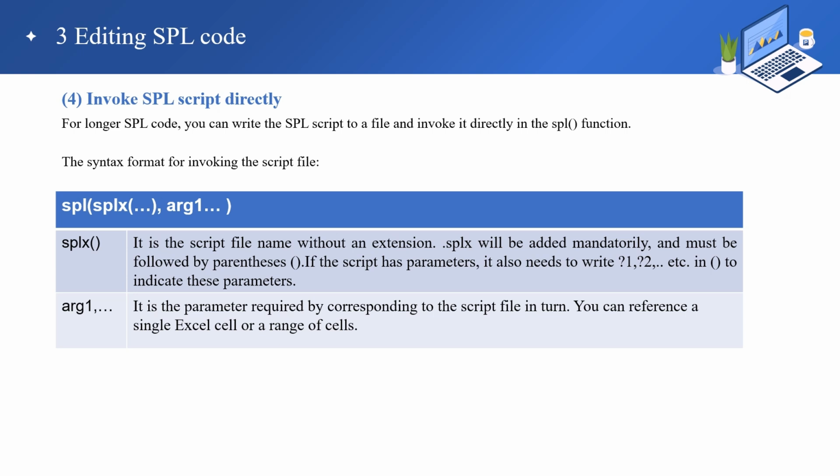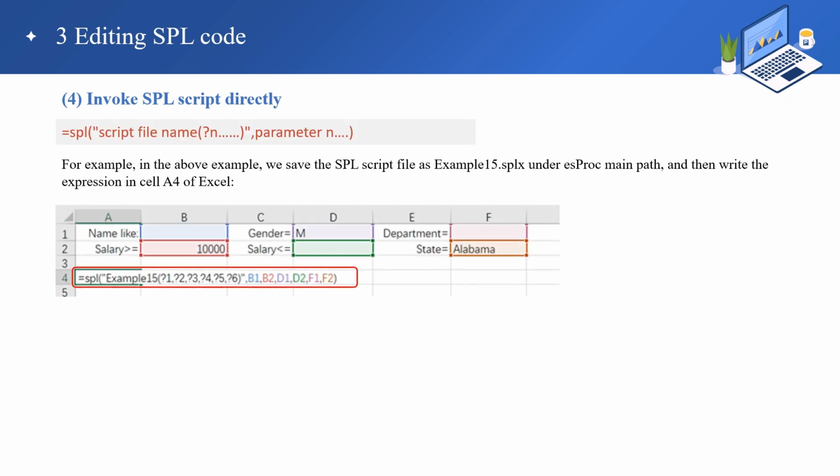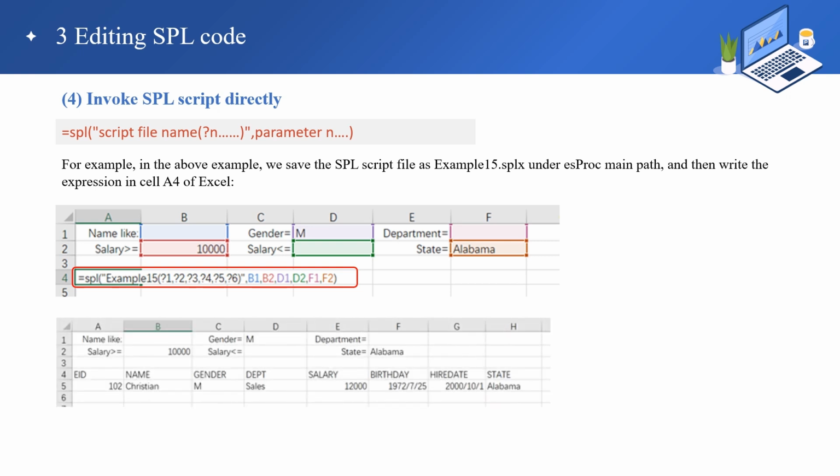A more colloquial way to express this syntax format is like this. The number of question marks to be written in parentheses depends on that of parameters in the script. The corresponding relationship rule with passed-in parameters is the same as that for directly writing code, that is, (1) represents the first parameter, (2) represents the second one, and so on. For example, in the above example, we save the SPL script file as example15.splx under sproc main path, and then write the expression in cell A4 of Excel. After entering the above code, press Ctrl-Enter to return the query results.